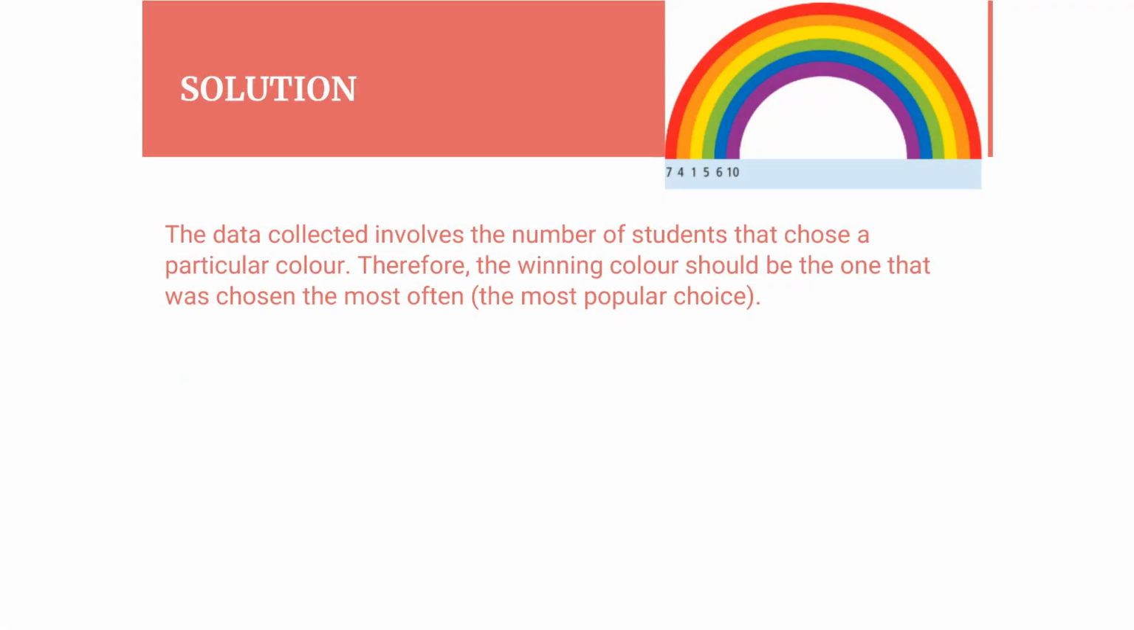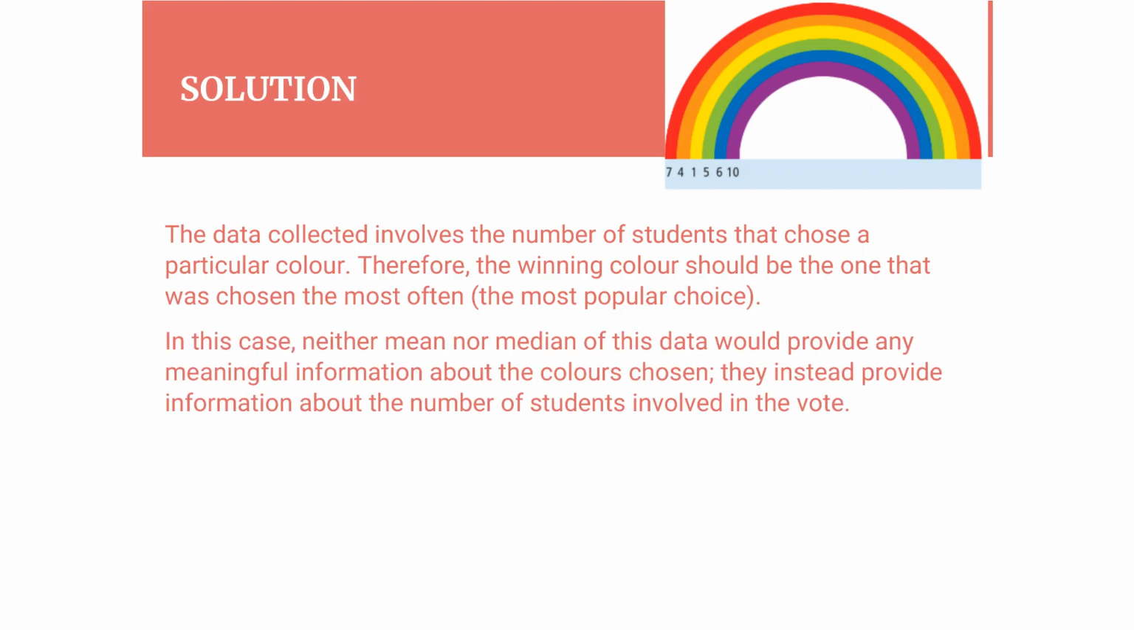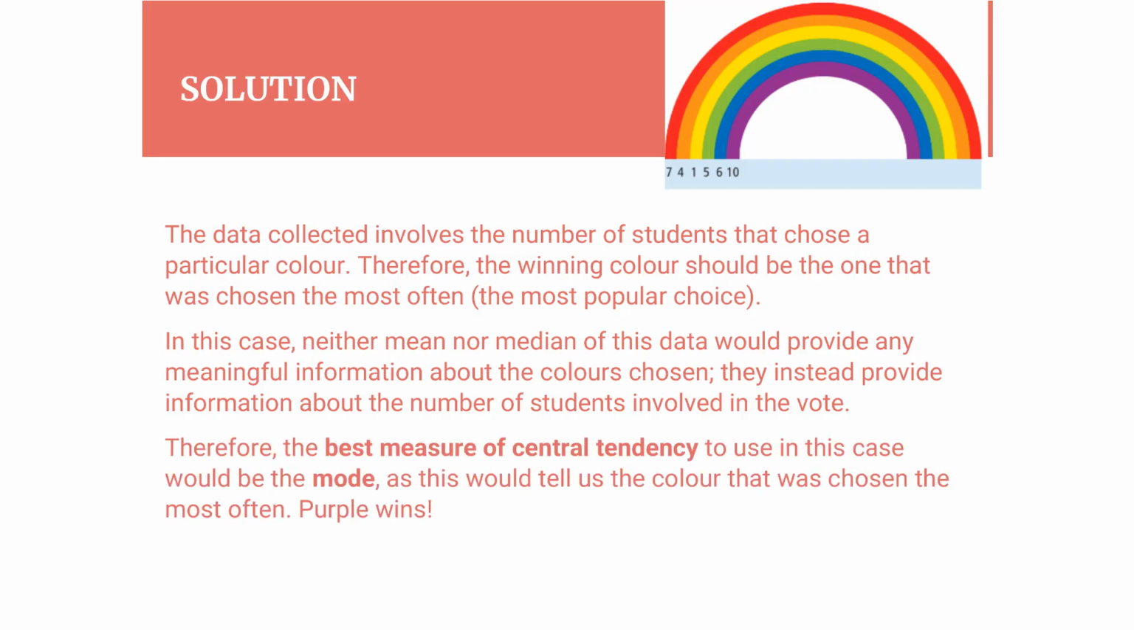Here's the solution. The data collected involves the number of students that chose a particular color. Therefore, the winning color should be the one that was chosen the most often, or the most popular choice. In this case, neither mean nor median of this data would provide any meaningful information about the color chosen. They instead provide information about the number of students involved in the vote. Therefore, the best measure of central tendency to use in this case would be mode, as this would tell us the color that was chosen the most often. Therefore, purple wins.